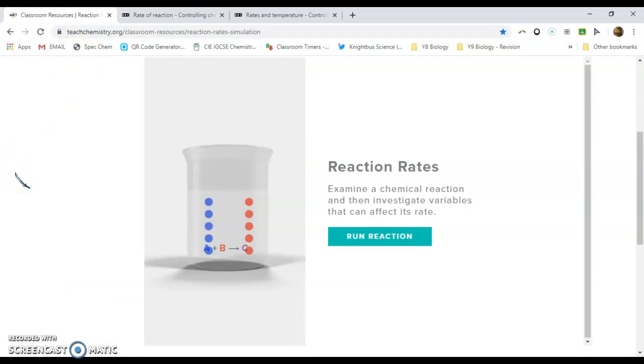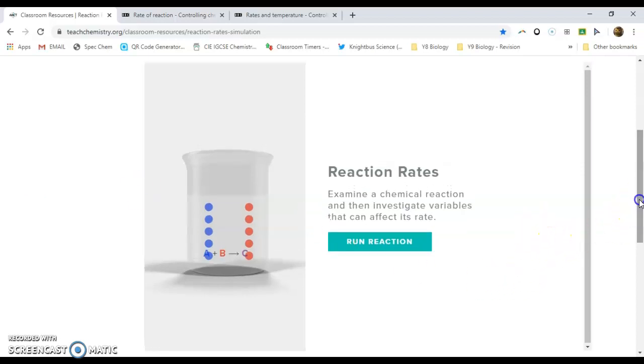And there's a lovely simulation that I'm going to ask you to look into this lesson. Okay, it's on the teachchemistry.org website. It's an American website. There's a lovely simulation on here called reaction rate. So I'll put the link in the slides and the lesson plan. So this will be task 2.